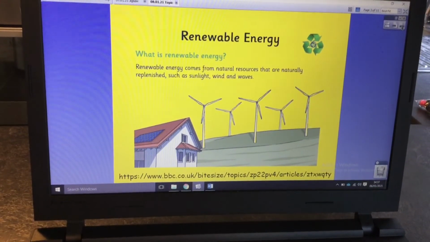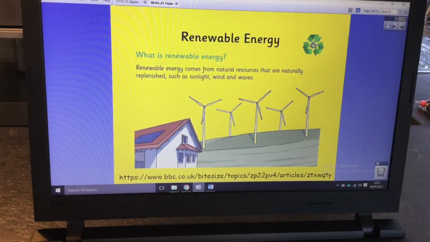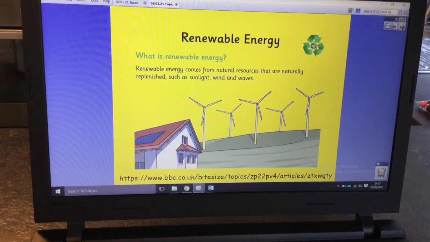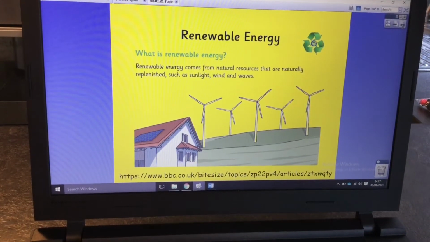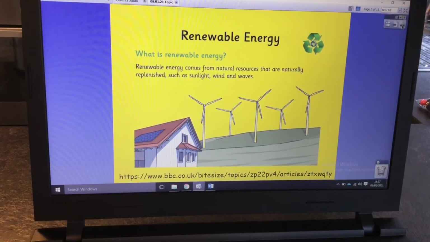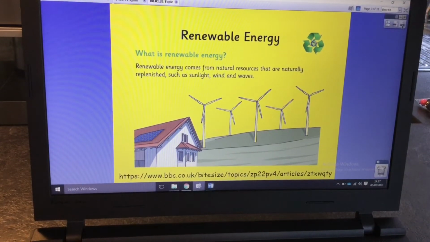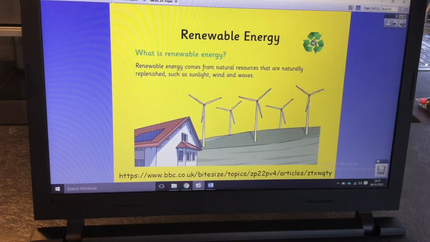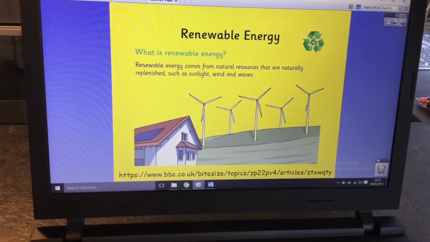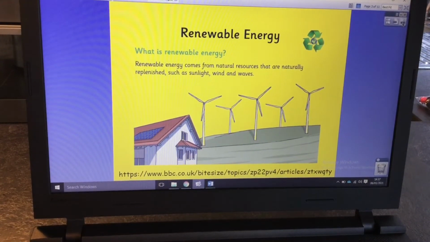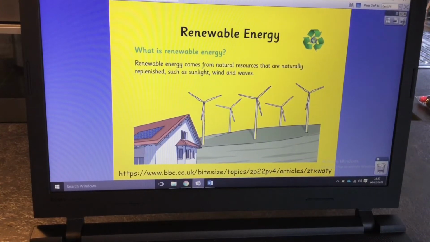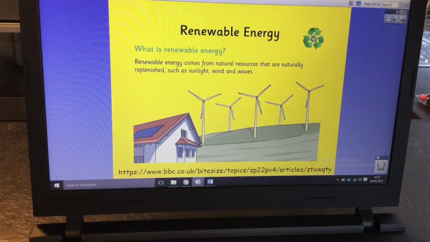Okay, we've then got renewable energy. Renewable energy also comes from natural resources. However, these resources can be replenished, so they're always here on Earth, or they can grow back. For example, things like sunlight, the wind and waves in the water are all things that are around most of the time.